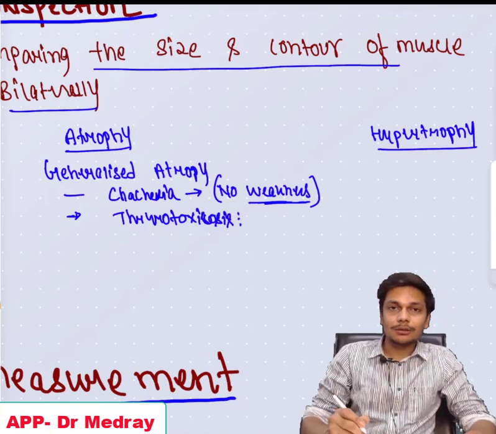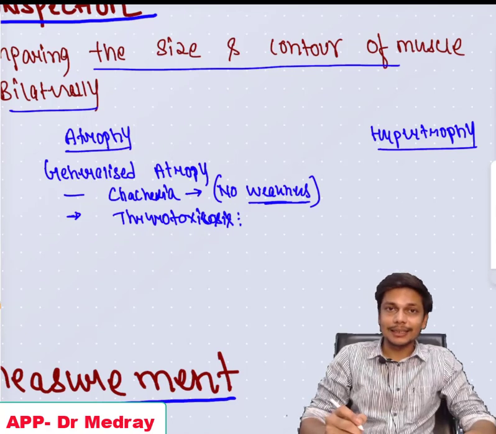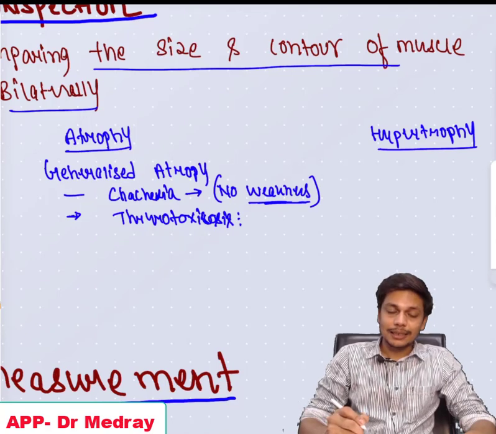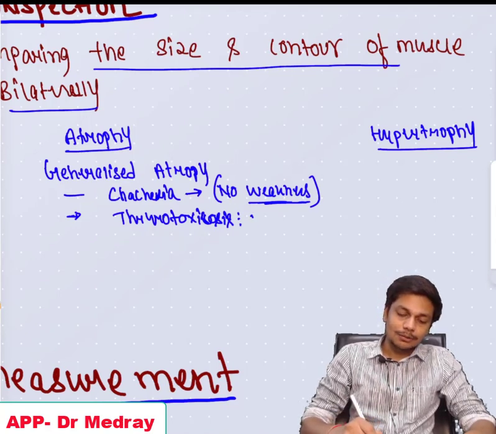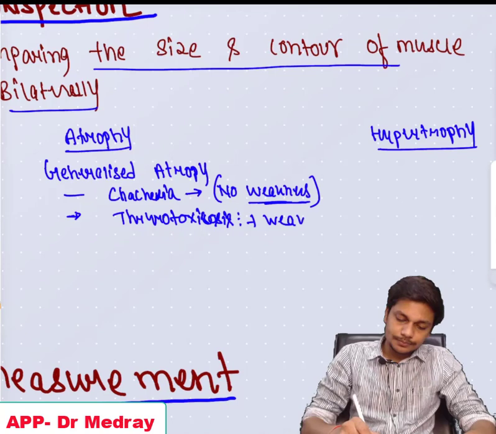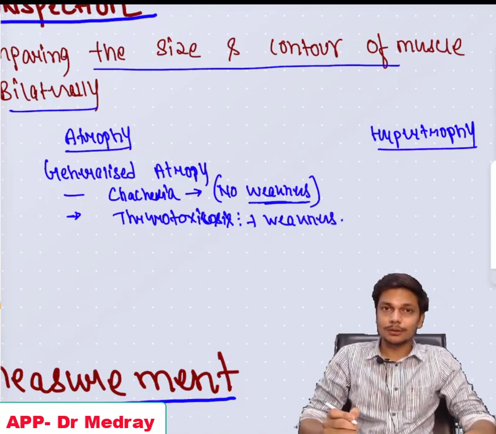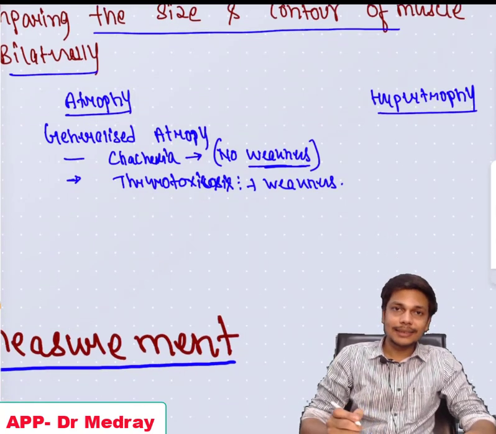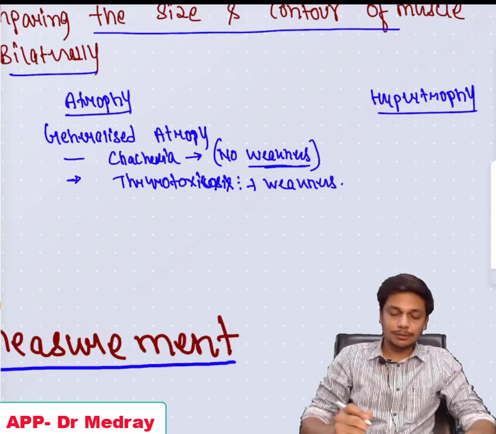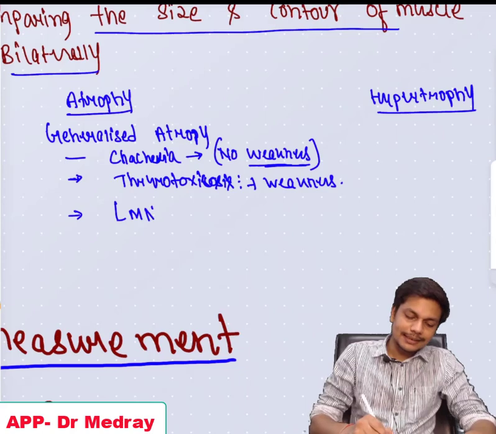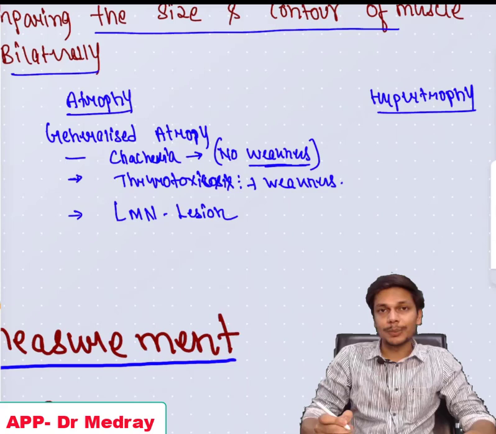So in a patient of thyrotoxicosis, you can see generalized atrophy, and in thyrotoxicosis there is an exception. Along with atrophy, the patient also might have weakness. And in neurological disease, where do we find atrophy? As we have discussed, in a patient of lower motor neuron lesion, there is usually atrophy.